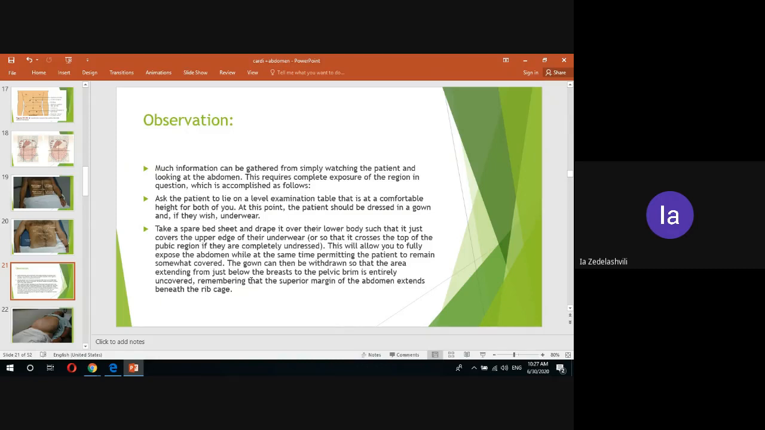take a spare bed sheet and drape it over their lower body, such that it just covers the upper edge of the underwear, or so that it crosses the top of the pubic region if they are completely undressed. This will allow you to fully expose the abdomen while at the same time permitting the patient to remain somewhat covered. The gown can then be withdrawn so that the area extending from just below the breast to the pelvic brim is entirely uncovered, remembering that the superior margin of the abdomen extends beneath the rib cage.